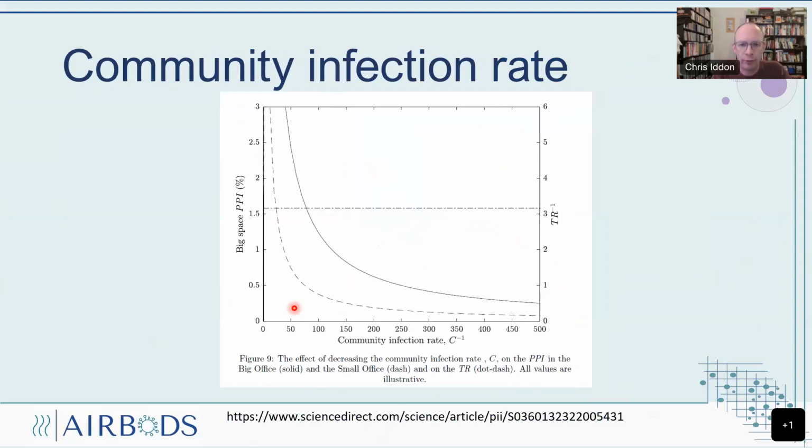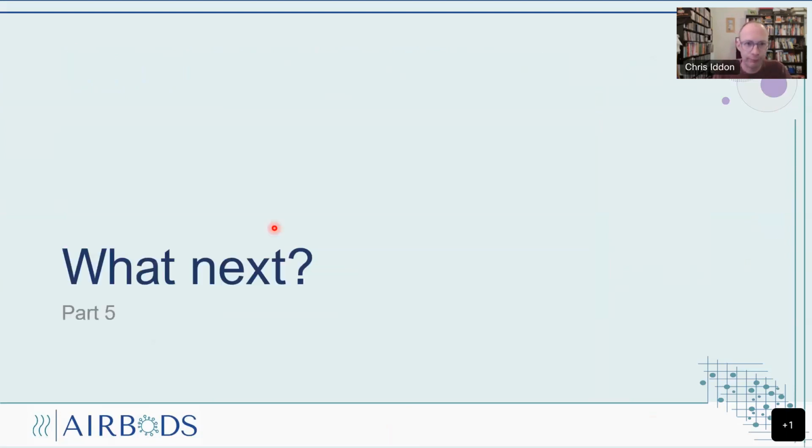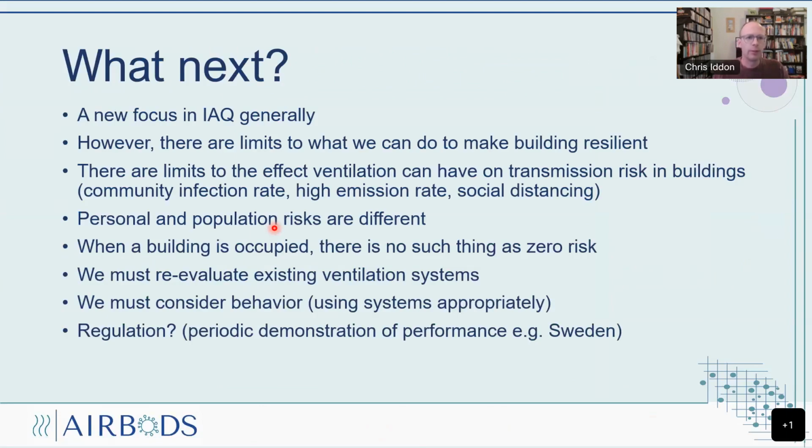Community infection rate also has a dramatic effect on the proportion of people infected, because as the number of infectors within the community increases, so does the probability of sharing a space with an infector, which increases the susceptible population. So what next? We need a new focus on IAQ generally, particularly targeting those poorly ventilated spaces. However, there are limits to what we can do to make a building resilient. There are limits to the effect that ventilation can have on transmission risk in buildings, because we don't have any means of affecting the community infection rate.